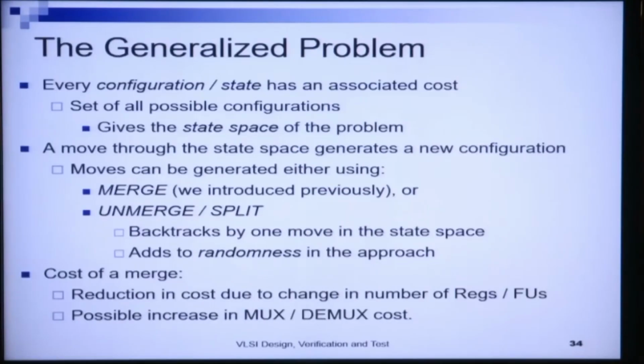and hence to obtain an overall minimum cost solution, let us say in terms of area, will not be only a reduction, will not be the minimization of the numbers of functional units required. It will be a balance between the increase in cost due to muxes and demuxes and the decrease in cost due to the number of registers and functional units reducing.